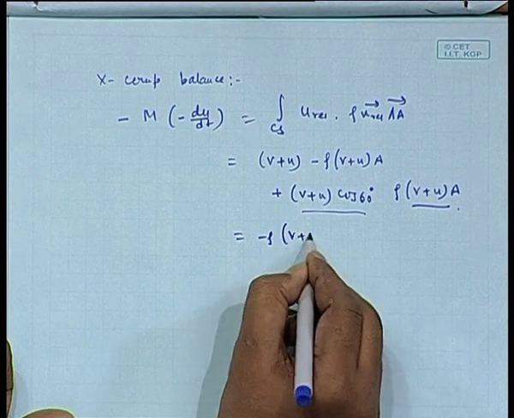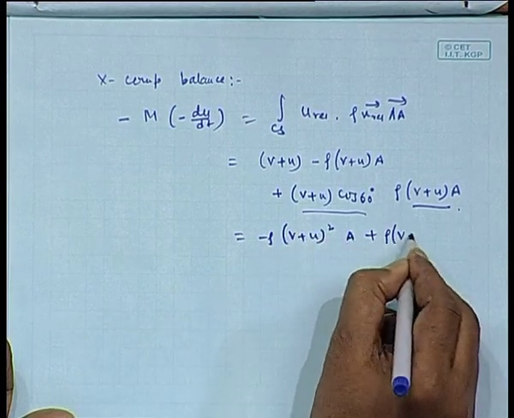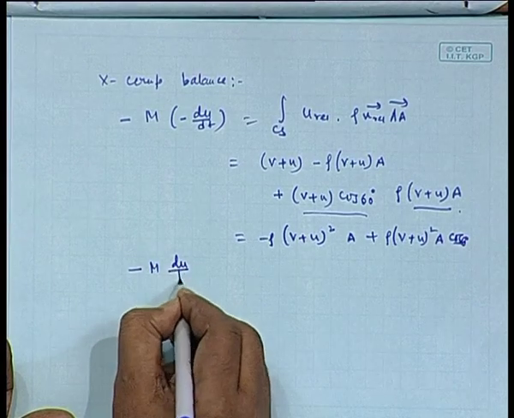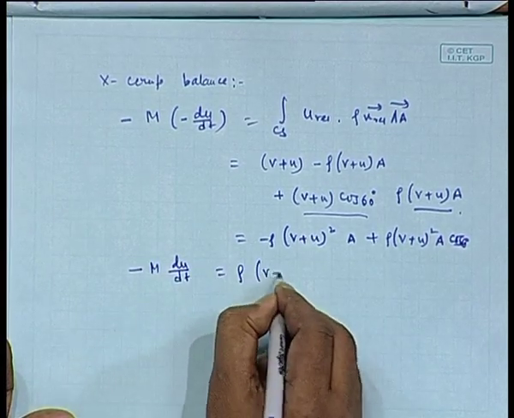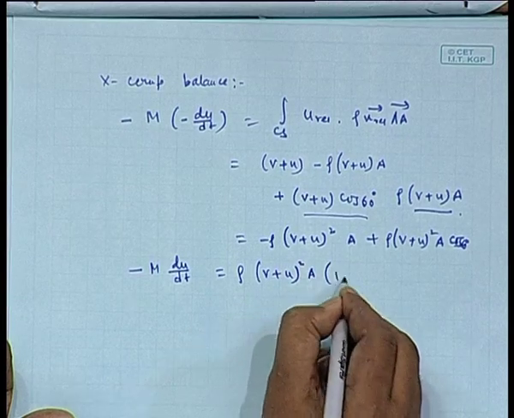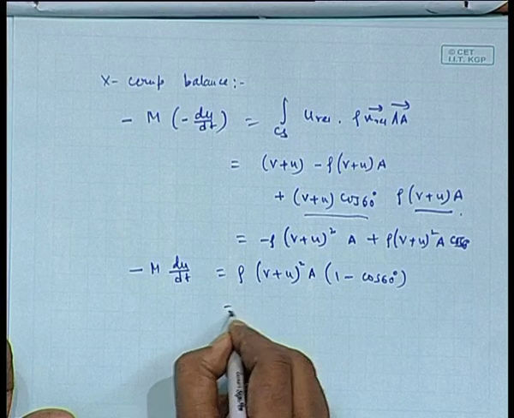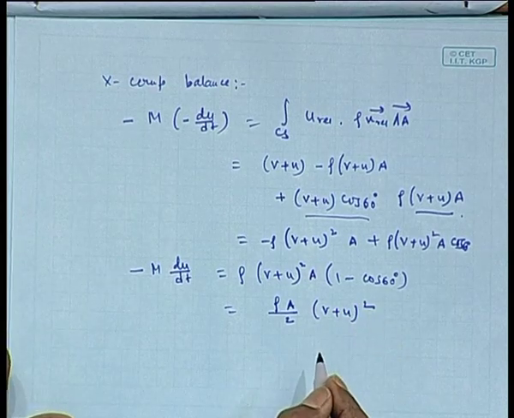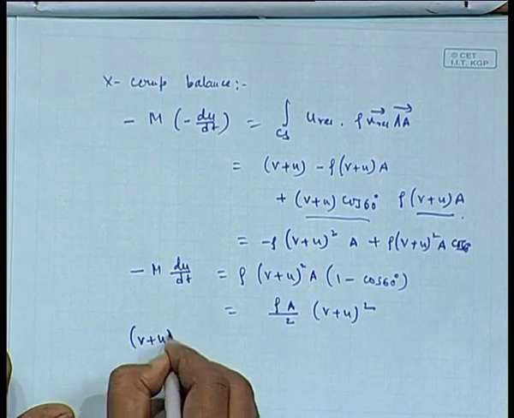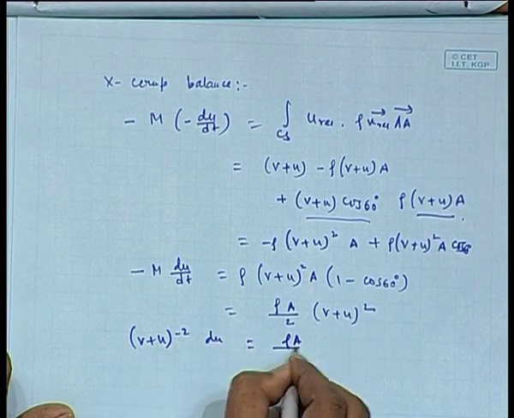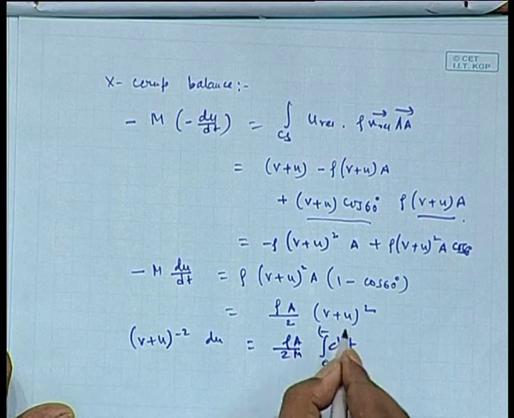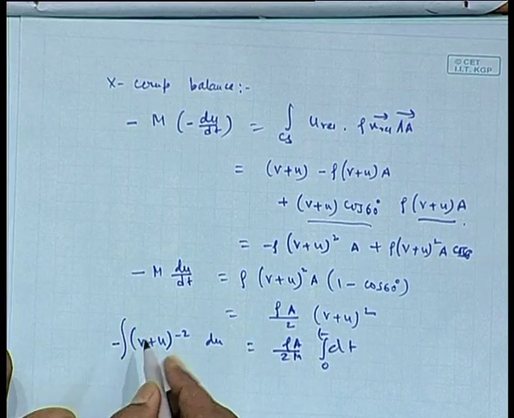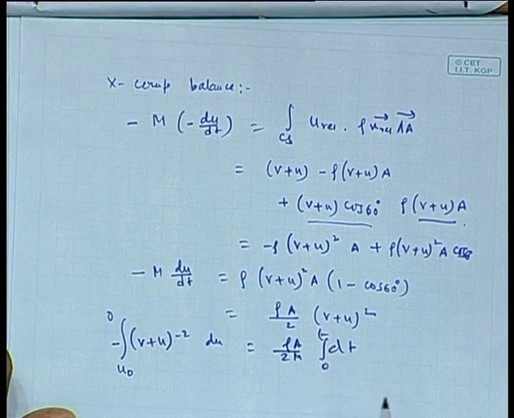So, it becomes rho v plus u square a plus rho v plus u square a cos 60. So, minus m du dt becomes rho v plus u whole square a times 1 minus cos 60. Cos 60 is half, so it becomes rho a by 2 v plus u square. So, v plus u to the power minus 2 du will be rho a by 2m dt, 0 to t. There will be a minus sign here, and this integration will be from u0 to 0 and 0 to t before it stops.